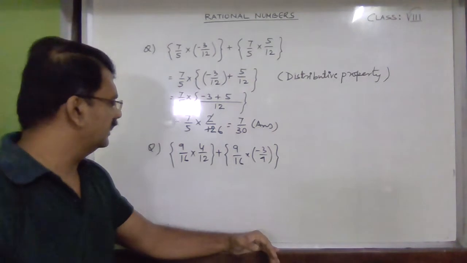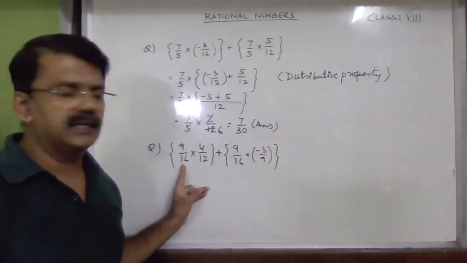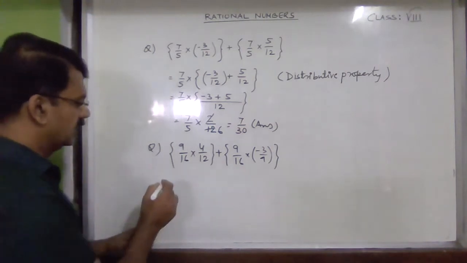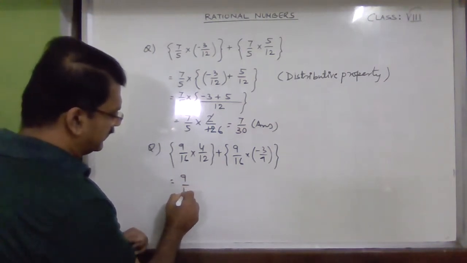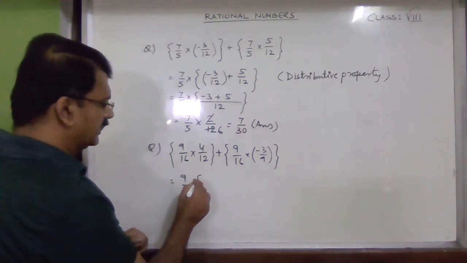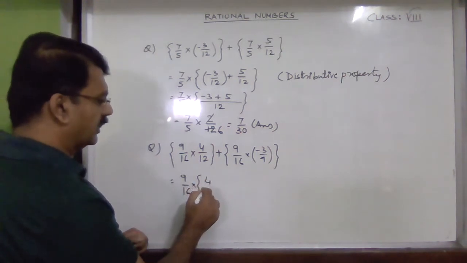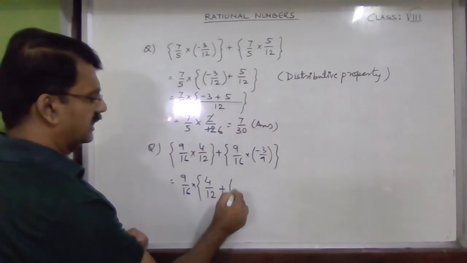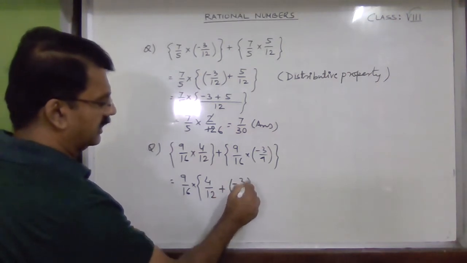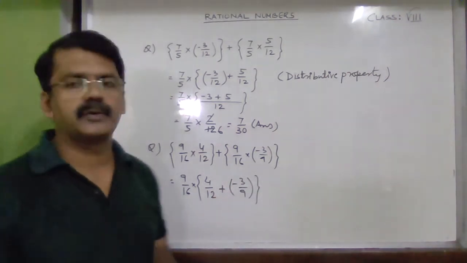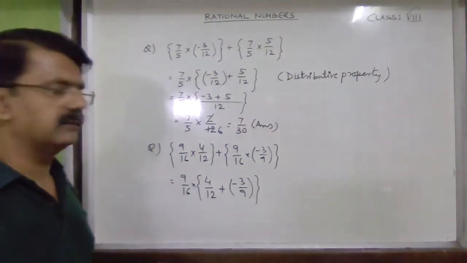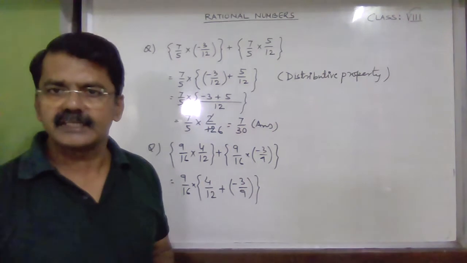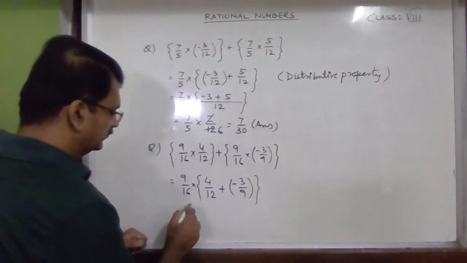So if you see, once again 9 by 16 here and 9 by 16 here also, so we can take 9 by 16 common. So when you take 9 by 16 common, then within the bracket you will have 4/12 plus -3/9. 4/12 plus -3/9. Now 12 and 9, 36 will be the LCM.